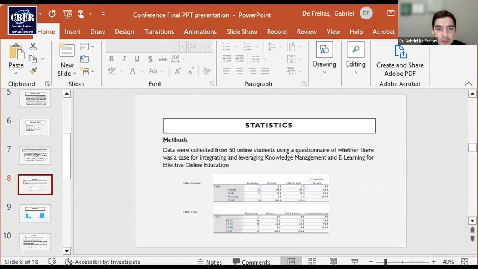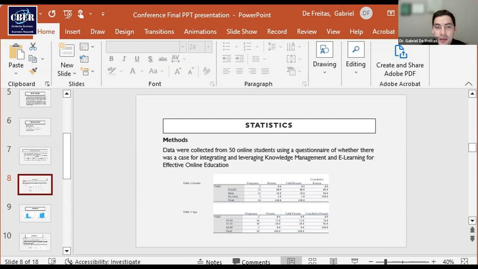Now we will discuss our statistics presented in this paper. For our methods, data were collected from 50 online students using a questionnaire on whether there was a case for integrating and leveraging knowledge management and e-learning for effective online education.